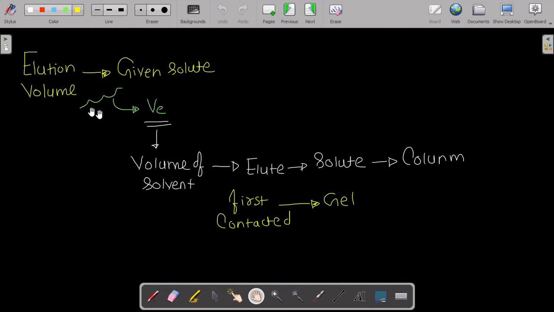Now, the elution volume of a given solute, that is Ve, is the volume of solvent that is required to elute the solute from the column when it is first contacted with the gel. Ve is the elution volume of a given solute, and Ve is the volume of solvent required to elute the solute from the column when that solute has first contacted with the gel.